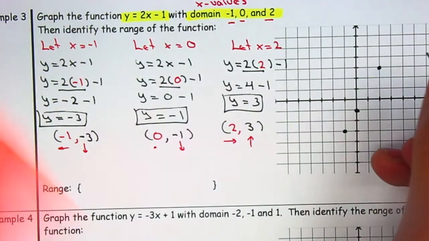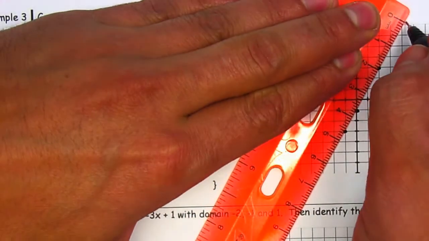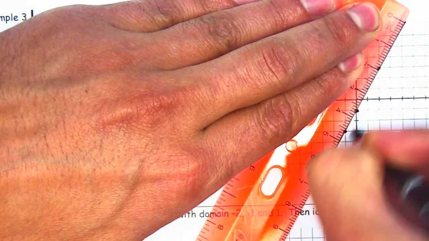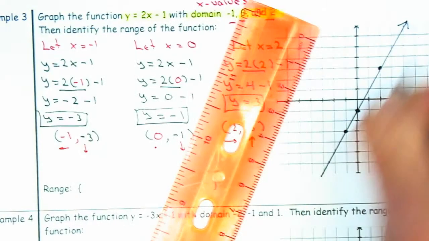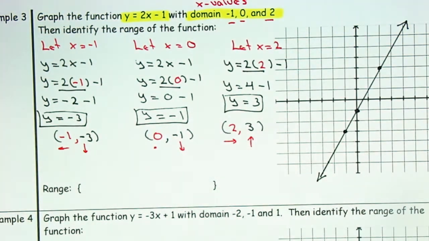Now, once you finish, you should be able to connect all 3 points with a straight line. And you guys can use your ID. We're going to place arrows because that is a line that continues beyond your paper.